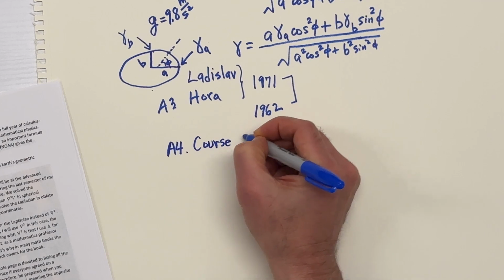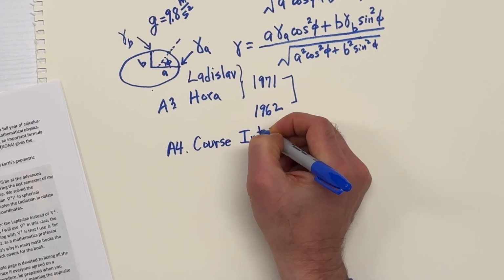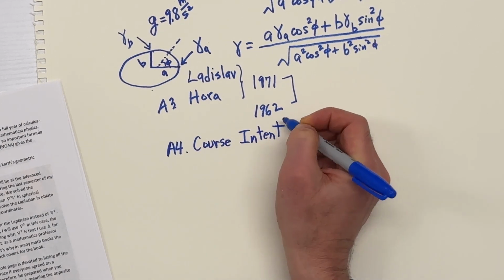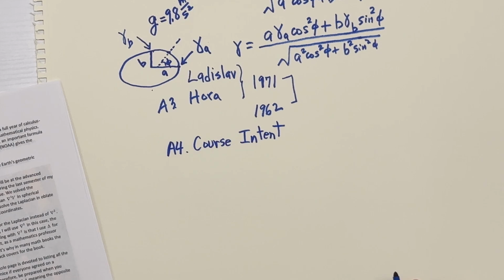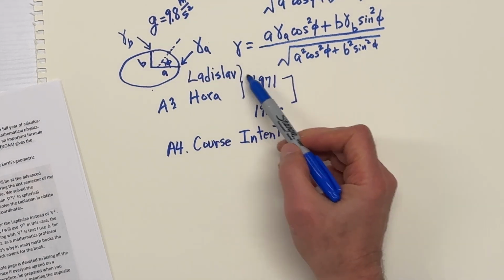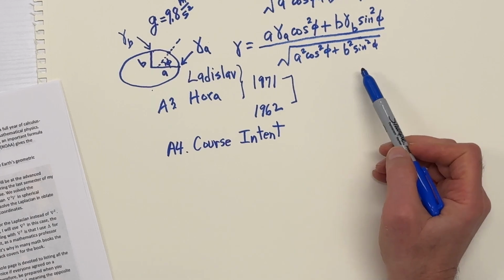Course intent. Well, the course intent is to show you all the steps in deriving this formula. And I made it into an entire course, A through Z, because I want to take some diversions.